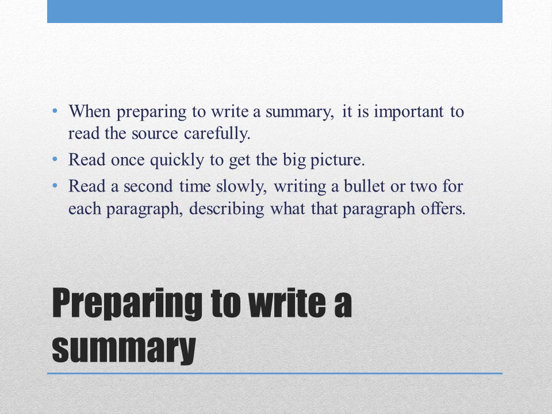And then after that, you read it a second time slowly and write a bulleted list, 1 or 2 bullets for every paragraph, describing what that paragraph offers. Tell me what that paragraph says. Just quick bullets. They don't have to be complete sentences at this point. Just what does each paragraph say?